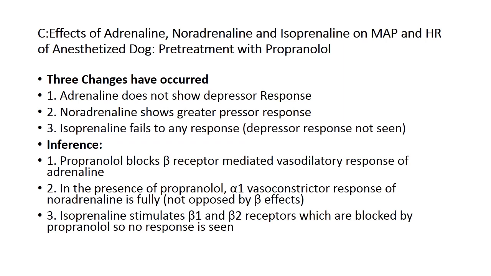And this shows that propranolol blocks beta receptor mediated vasodilatory response of adrenaline. In the presence of propranolol, the alpha 1 vasoconstrictor response of noradrenaline is fully seen because it is unopposed by beta action, and isoprenaline stimulates beta 1 and beta 2 receptors which are blocked by propranolol. So this is all about the basic understanding of the effect of autonomic drugs on the mean arterial pressure and the heart rate of the anesthetized dog.